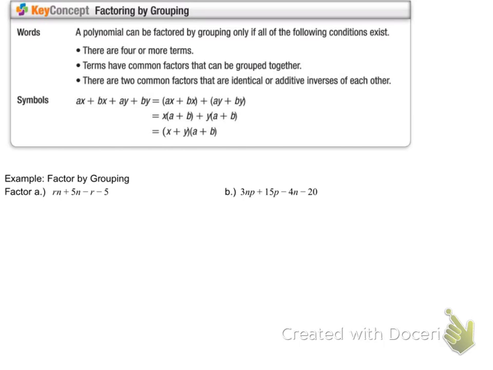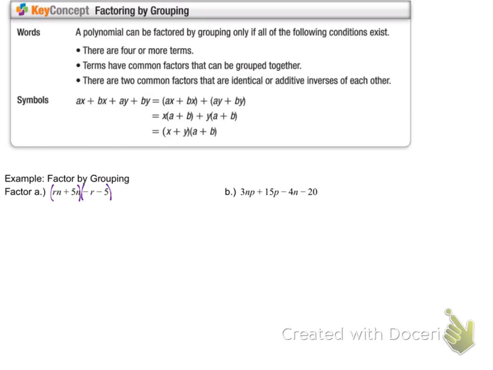So, I'll do the first one with you. The second one I want you guys to try a little bit on your own. So, first rule is, we got Rn plus 5n minus R minus 5. What I'd like you to do is put parentheses around the first two and the last two terms. And I'm going to ask you to make sure that any sign that's with this third number goes in the second group. Take the sign. The second group gets the sign.